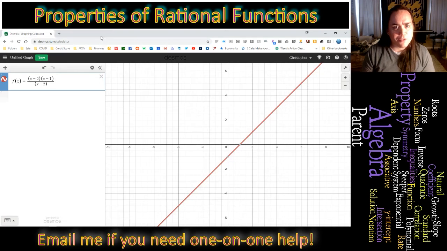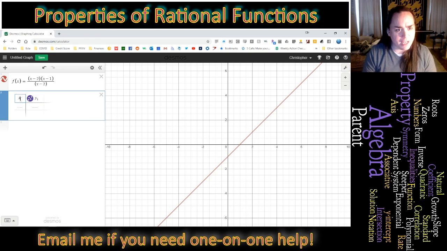All right, so I've got this expression right here, this function f of x equals x minus 2 times x minus 1 all over x minus 2. Notice what shape it makes. It makes a straight line. Now if I were to make a table of values here, so I'm going to call these just x, and I'll call this f of x.